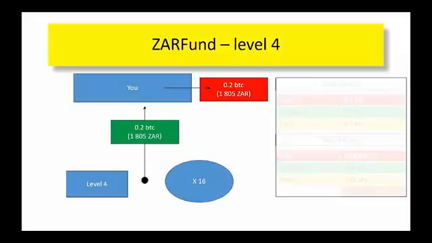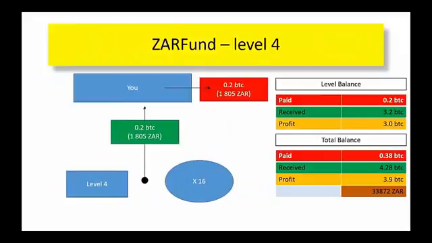How many people are going to have to pay you to get to level 4? You'll have 16 people paying you once you're on level 4 for them to get to level 4. When 16 people pay you 0.2 Bitcoins, you've received 3.2 Bitcoins. You've only paid 0.2 Bitcoins to get to this level. You minus that, you're sitting on 3 Bitcoins profit, pure profit.